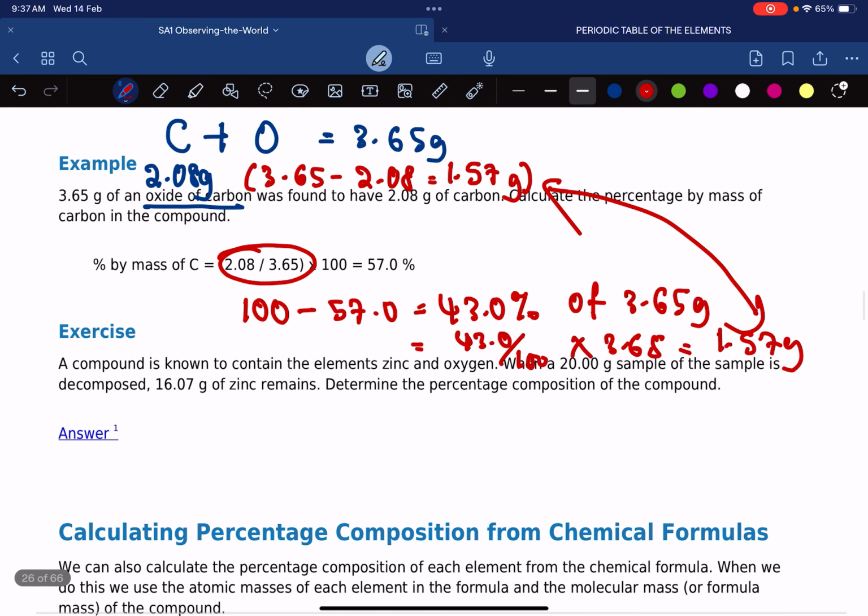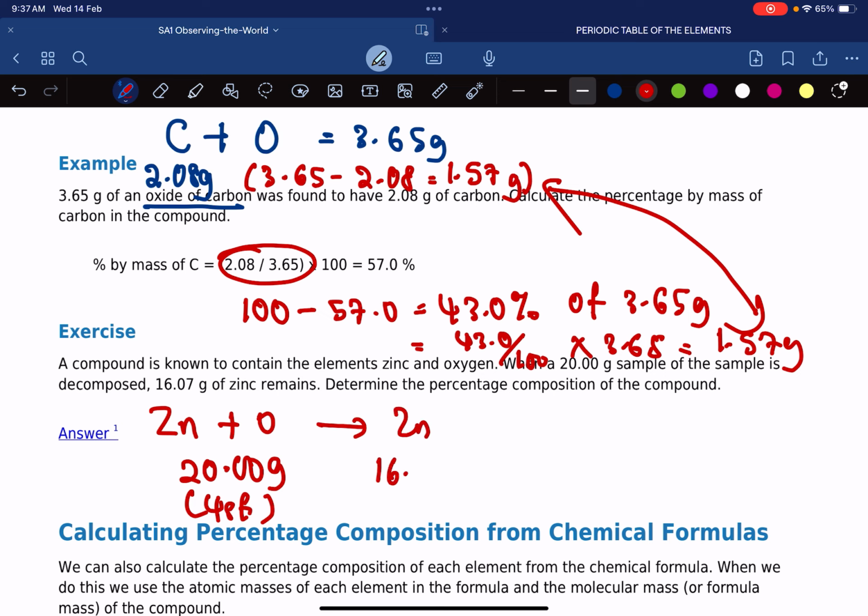So in this question, a compound contains zinc and oxygen. So there is zinc and only oxygen. The total is 20 grams. After we remove the oxygen, there is only zinc left, and this zinc is 16.07 grams. So the balance is oxygen. What would oxygen be? Let's do a simple maths here: 20 minus 16.07. So oxygen is going to be 3.93 grams.